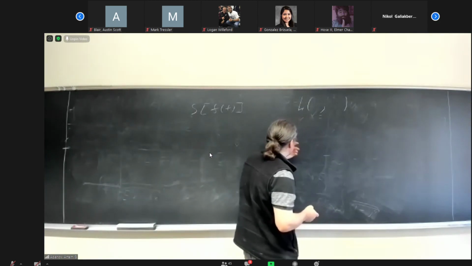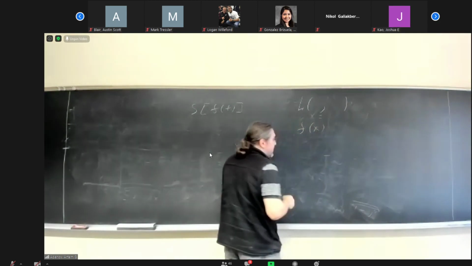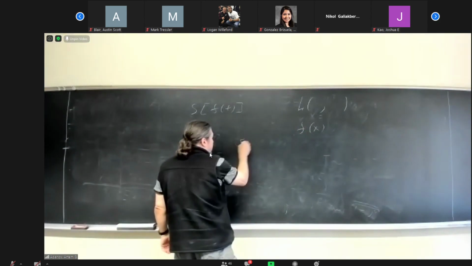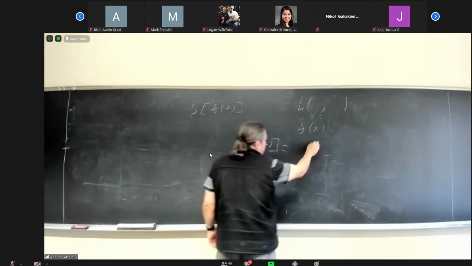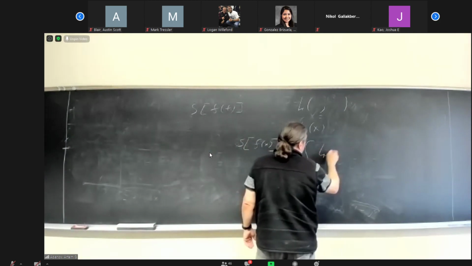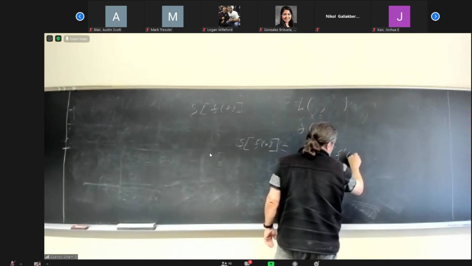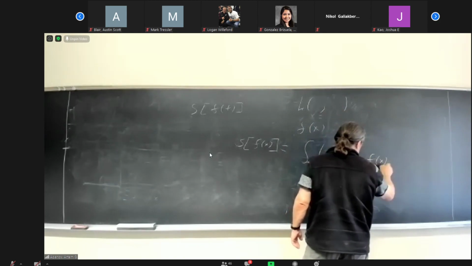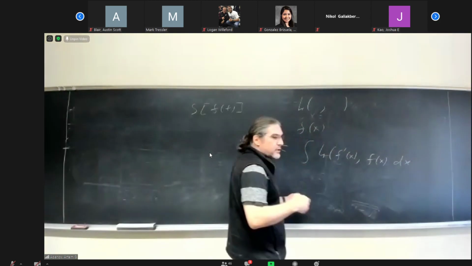And then if I give you some function f of x, then the value of the functional on this function is given by S of f of x equals the integral of L, and in the first argument I stick f prime of x, and in the second argument I stick f of x, and then I integrate it over x. And I need to know from where to where I go from here.